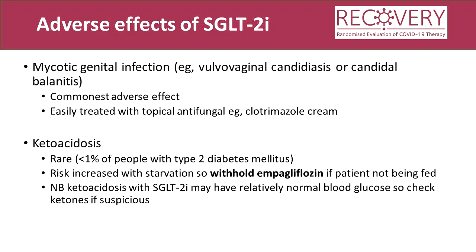It is important to recognise that ketoacidosis in people taking SGLT2 inhibitors presents differently. In particular, they have a relatively normal blood glucose, not as high as you might expect with ketoacidosis. So if you're suspicious of this diagnosis, then it is important to check ketones, ideally blood ketones, to see whether they do have ketoacidosis.